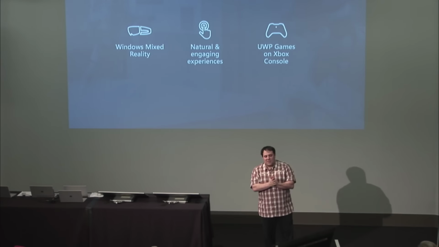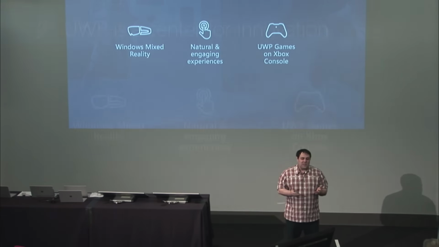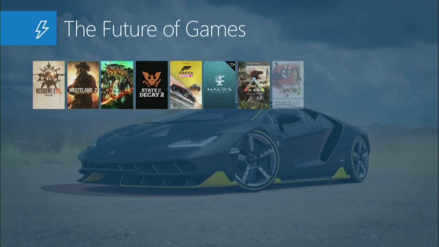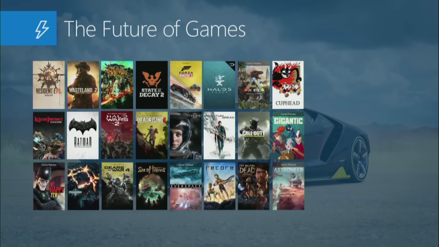Now, part of the promise of UWP is that you can write applications that run on any Windows 10 device. Well, you know what? That also includes games, not just apps. First and foremost, the future of game development will be built on the Universal Windows Platform.